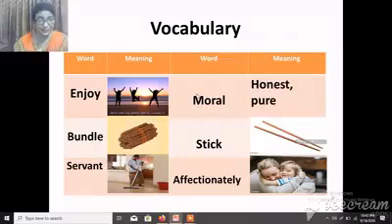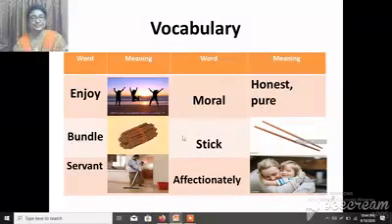Here are some vocabulary, and this is quite important for the lesson. The first one is enjoy. Do you know enjoy? Yes, we like to enjoy the events. This is enjoy, having fun. And the next one is moral. Moral means honest or pure. We should be honest or pure by our heart, right? Yeah. And this is stick.